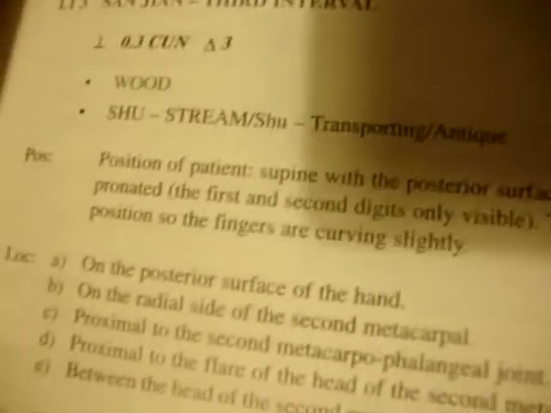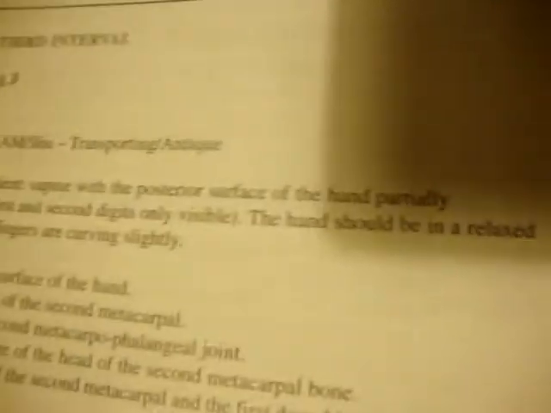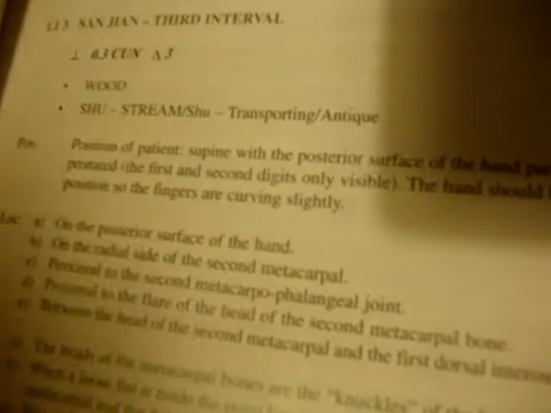The location here is on the posterior surface of the hand, on the radial side of the second metacarpal, proximal to the second metacarpophalangeal joint, proximal to the flare of the head of the second metacarpal bone, between the head of the second metacarpal and the first dorsal interosseous muscle.